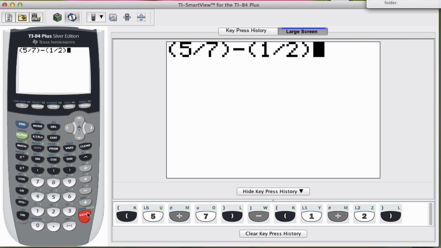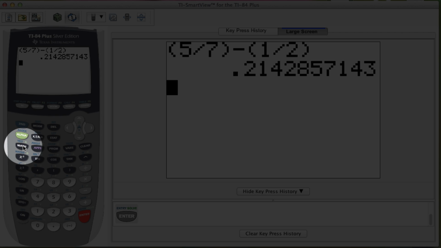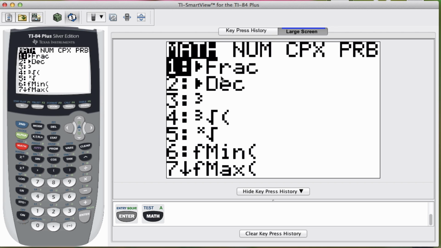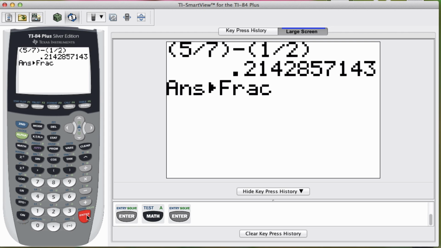So now I'm going to press enter. And it gives me this crazy decimal, and we know that we should give exact answers, and this is not exact. So I need to figure out how I can put this as a fraction. I'm going to press the math button, and this first option right here, frac, I'm going to press enter. What that's doing is converting any rational number into a fraction. Remember, we learned rational numbers are any number that can be written as a fraction of integers. So I'm going to press enter, and it magically tells me it is 3/14.